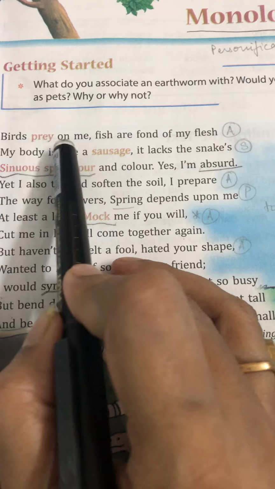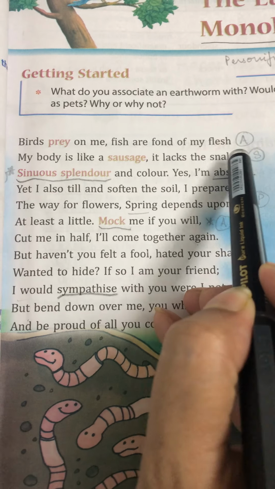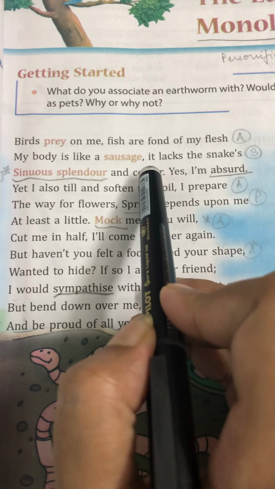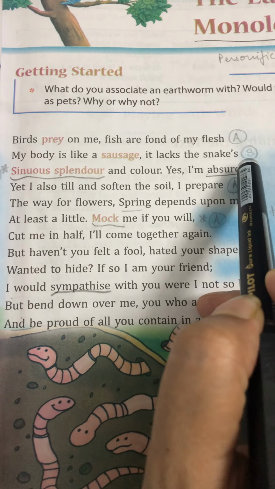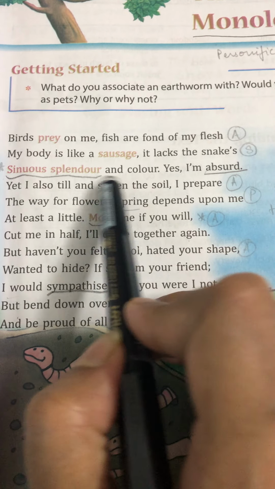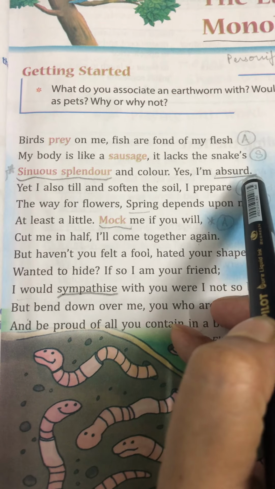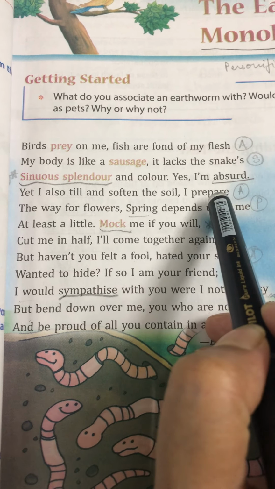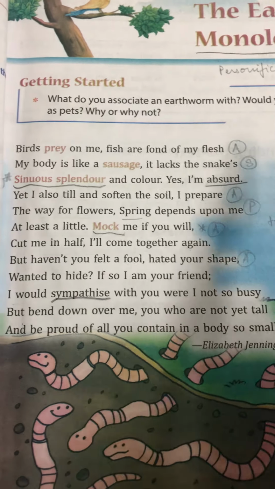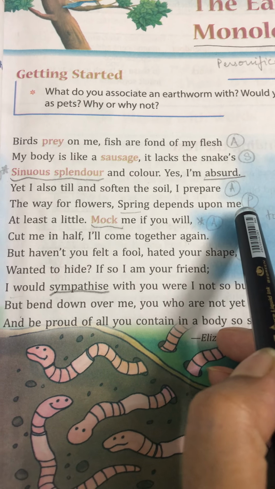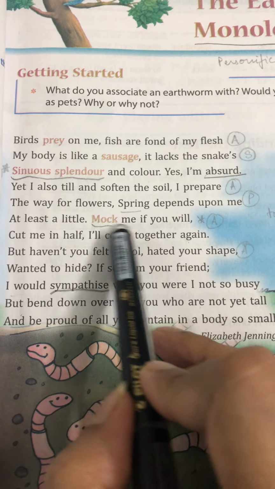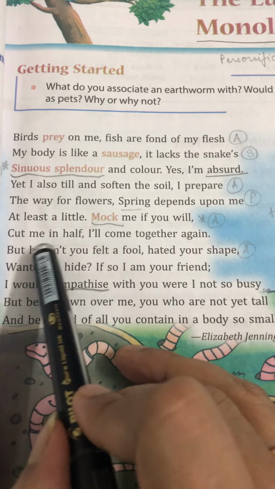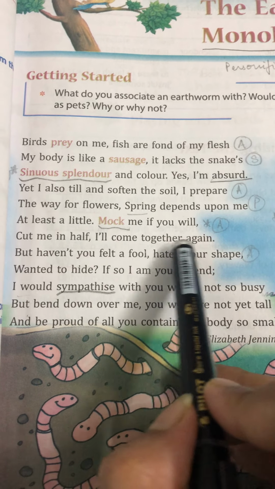Now, birds prey on me. Fish are fond of my flesh. My body is like a sausage. It lacks snap, sinews, splendor and color, yes, I am absurd. Yet I also till and soften the soil I prepare the way for flowers, spring depends upon me, at least a little, mark me if you will. Cut me in half, I'll come together again.